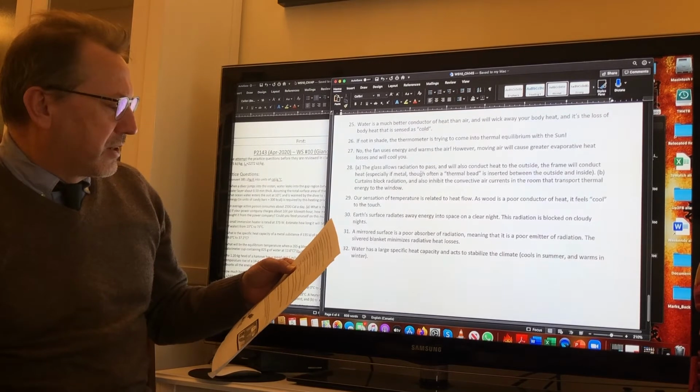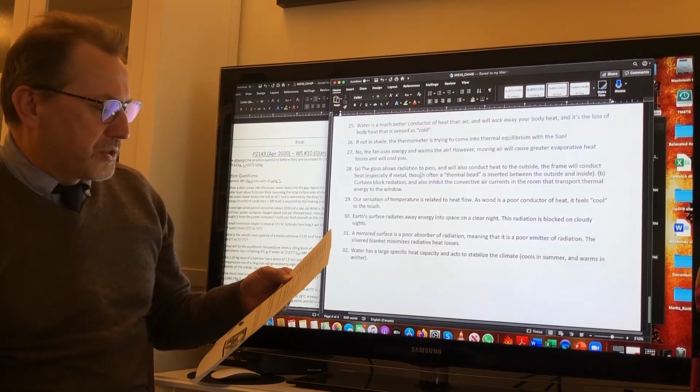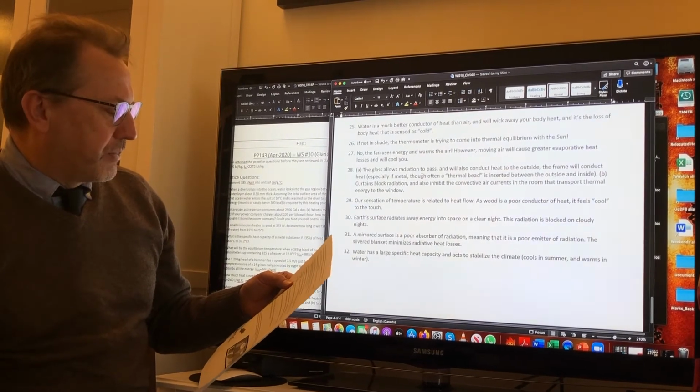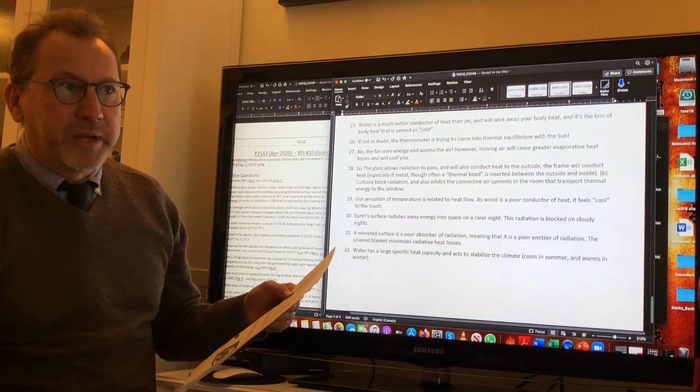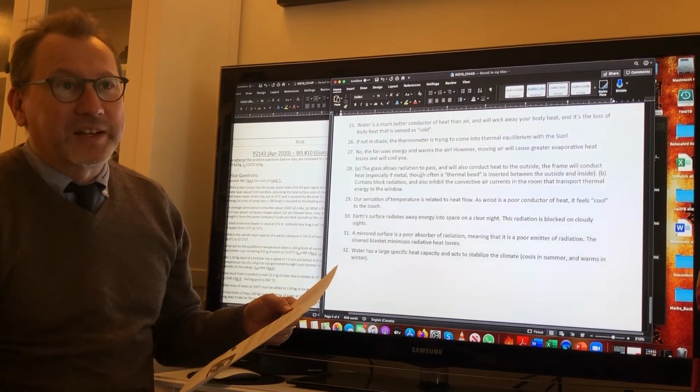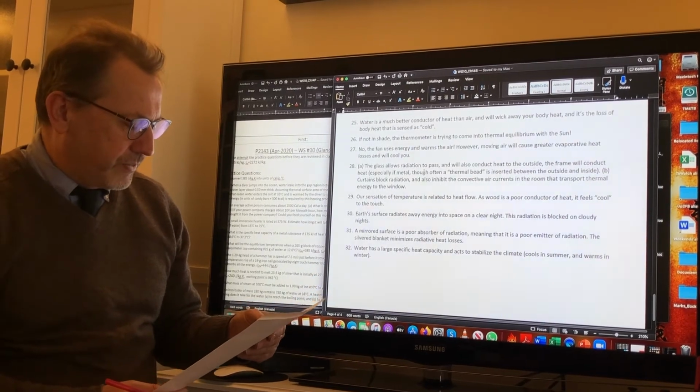29. A piece of wood lying in the sun absorbs more heat than a piece of shiny metal. Yet the metal feels hotter than the wood when you pick it up. Explain. Well, because the metal is a good conductor of heat, right? Why does metal feel hot? Because it can conduct heat, and that heat is conducted to your hand, right?